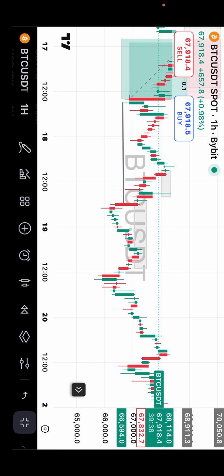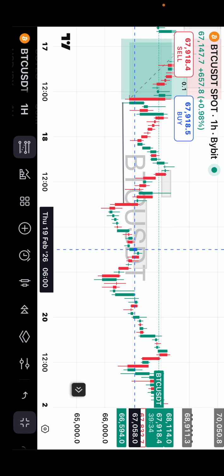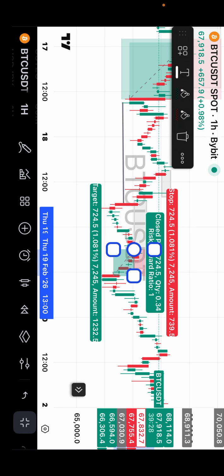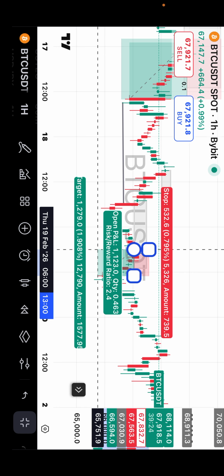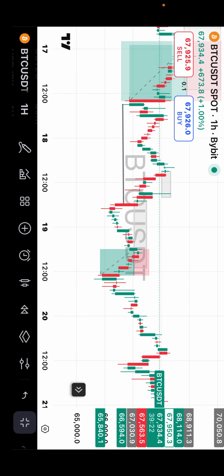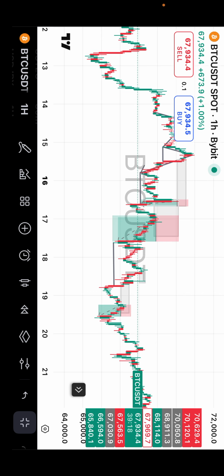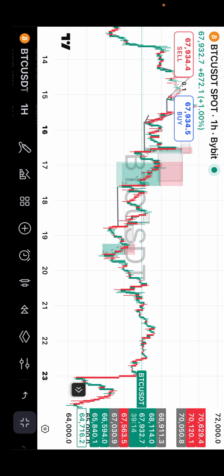So you enter your sell trade from this place. Stop loss will be above the zone here. Then take profit will be at this low. Okay. So I've got 3 beautiful trades now using this strategy on the 1 hour time frame.